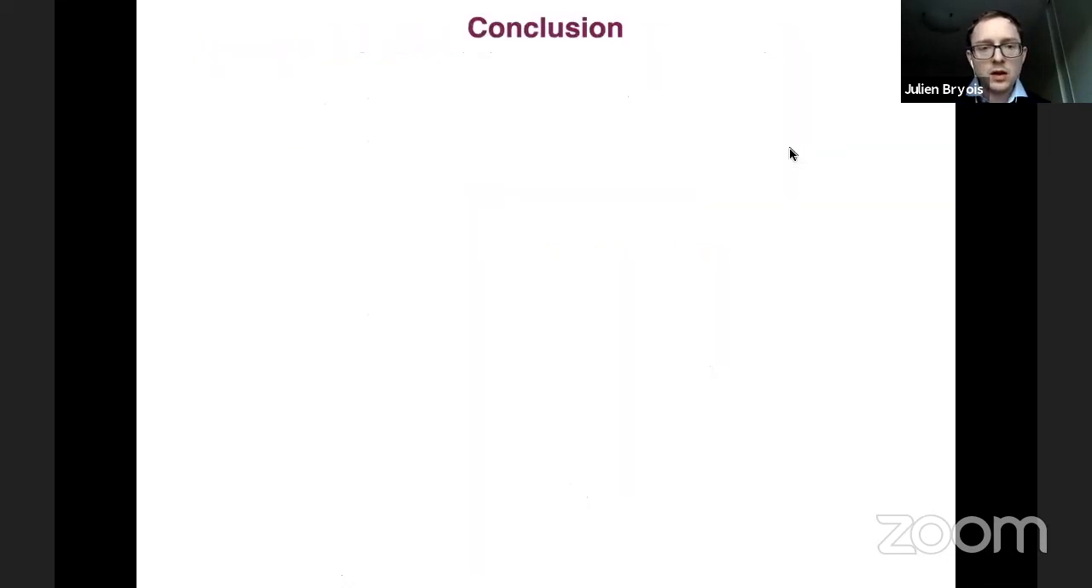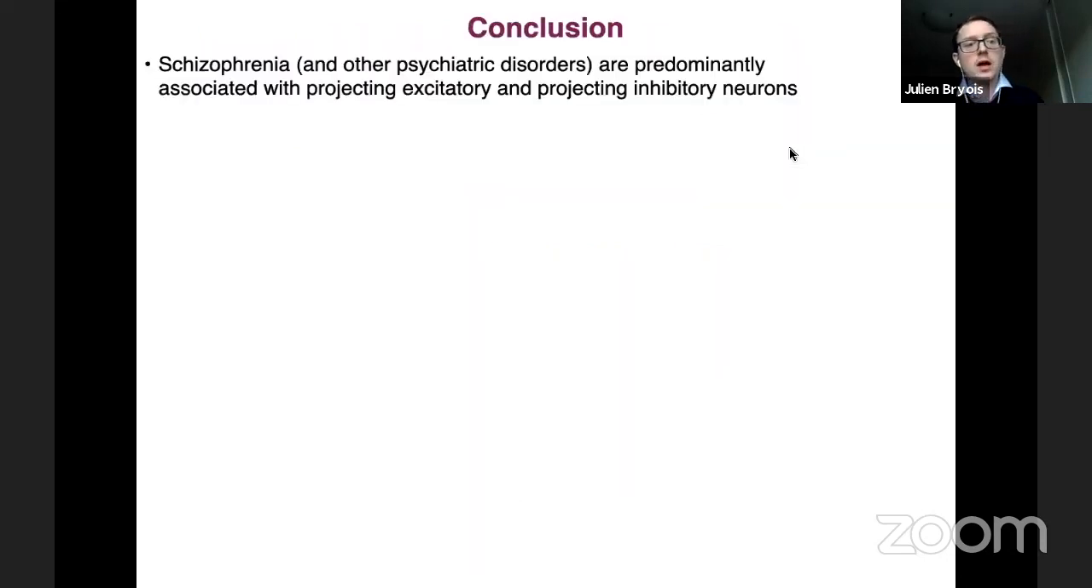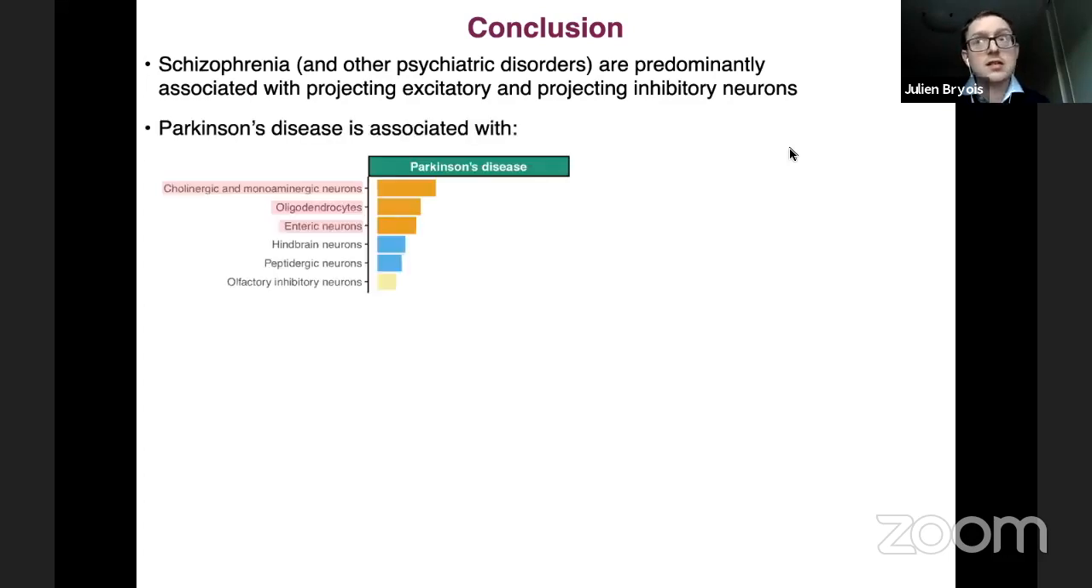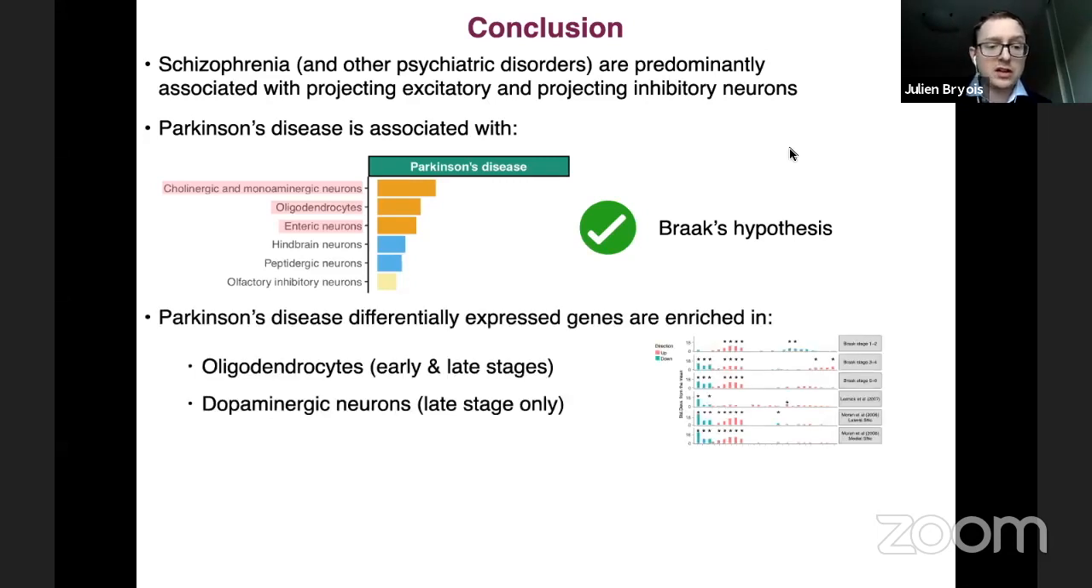So in conclusion, we found that schizophrenia and other psychiatric disorders are in general associated with projecting excitatory neurons and projecting inhibitory neurons. In contrast, Parkinson's disease has a very different association profile, with association with cholinergic and monoaminergic neurons, oligodendrocytes and enteric neurons, and this is providing new evidence for the hypothesis that Braak made, which is that Parkinson's could start in the gut. And we found alteration in oligodendrocytes and dopaminergic neurons, and in oligodendrocytes already early in the disease.